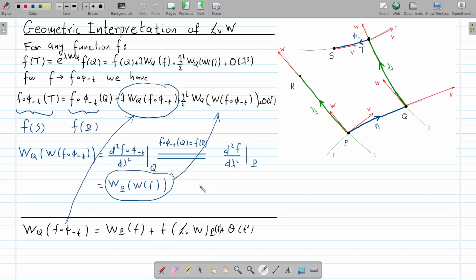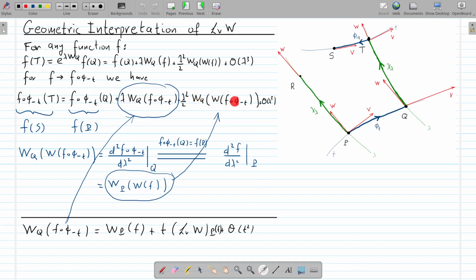But let's discuss each term in this equation. The first term here is nothing but the function evaluated at the point S, because this drags t to the point S. Similarly, q is dragged back by phi minus t to the point P. Now, this term will be substituted by this result. That will also put the Lie derivative of W with respect to V into the equation.